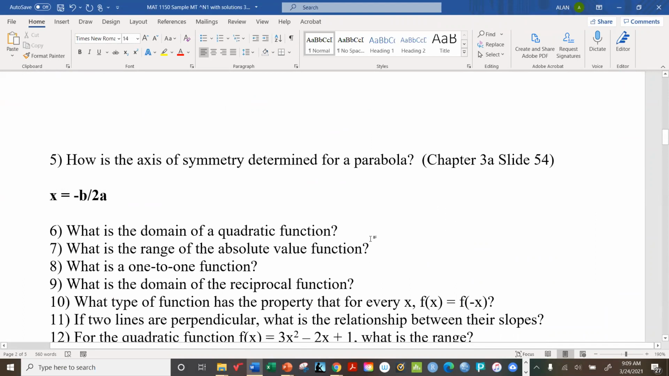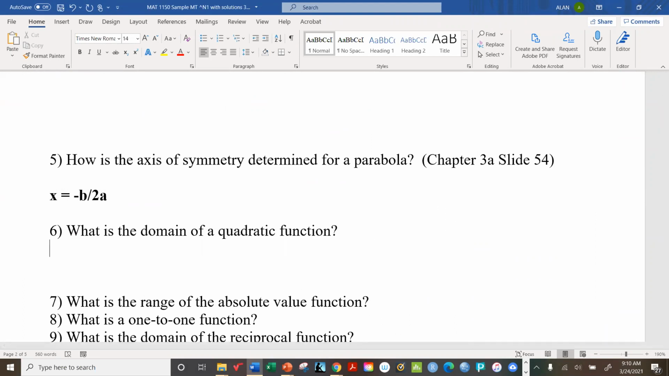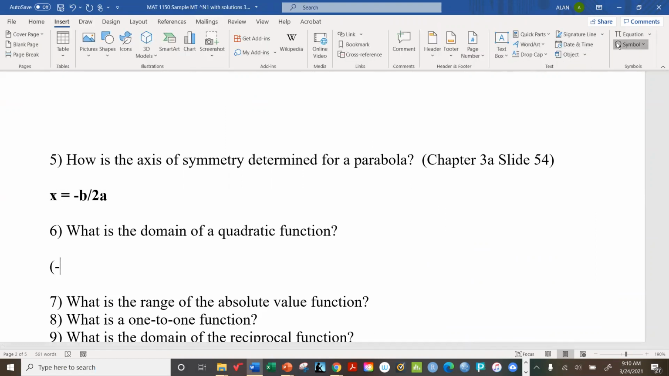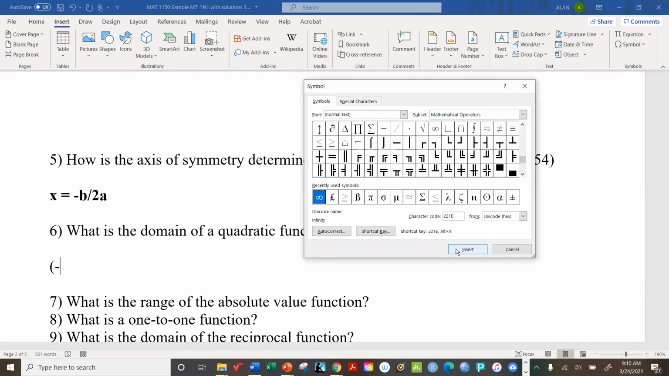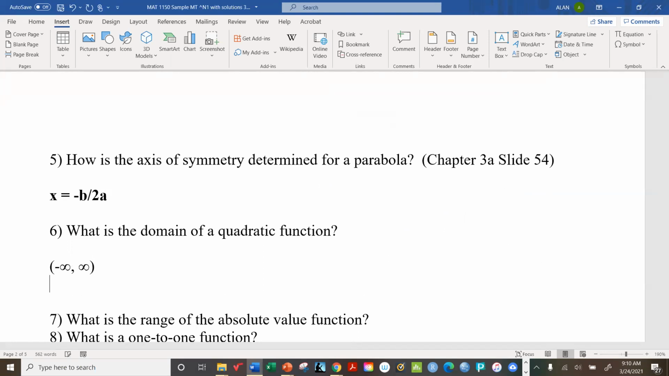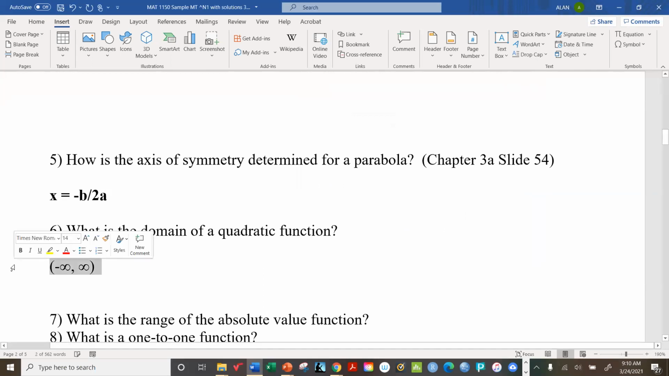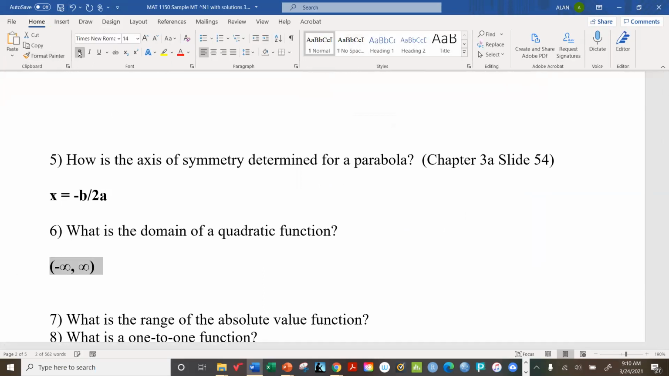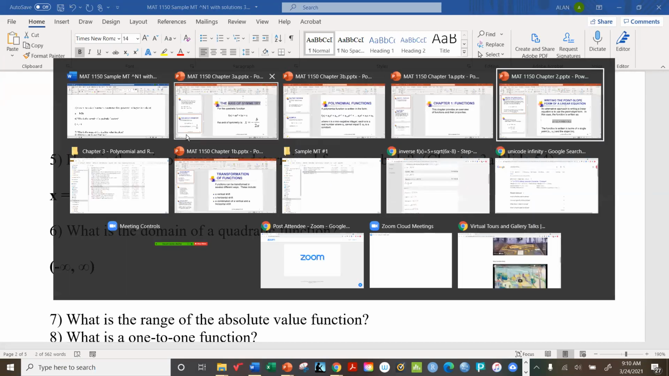Now, the domain, of course, we just got through doing a bunch of these. The domain is automatically equal to -infinity up to positive infinity. But where did we find this out? All right, let's remind ourselves where this information is being stored here.